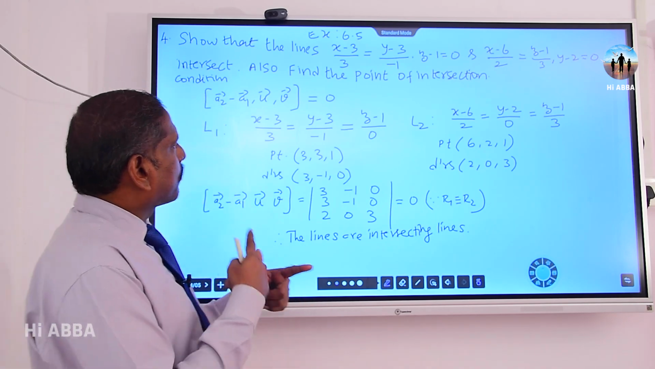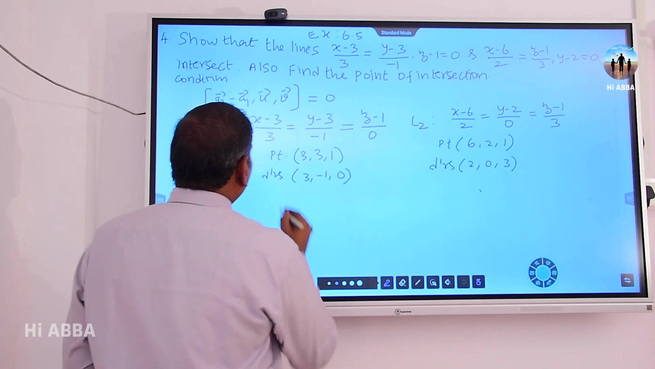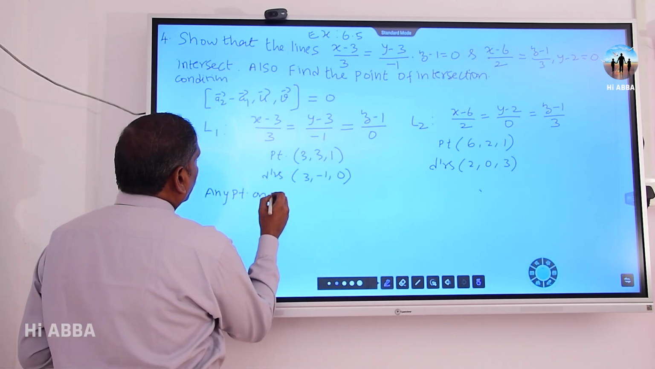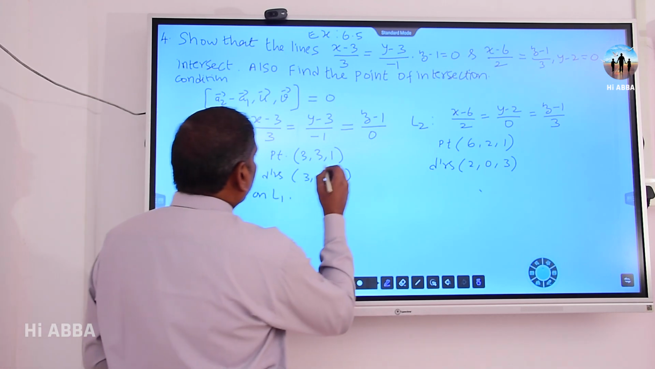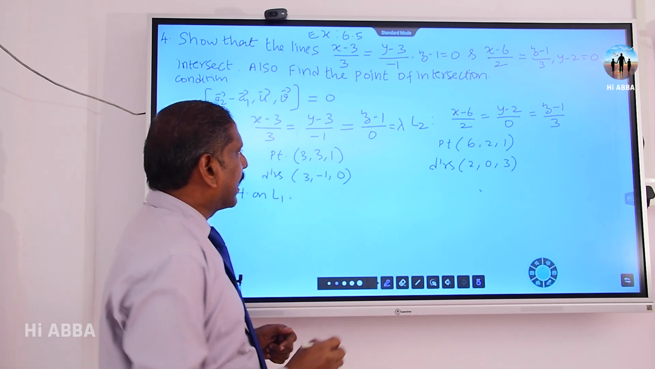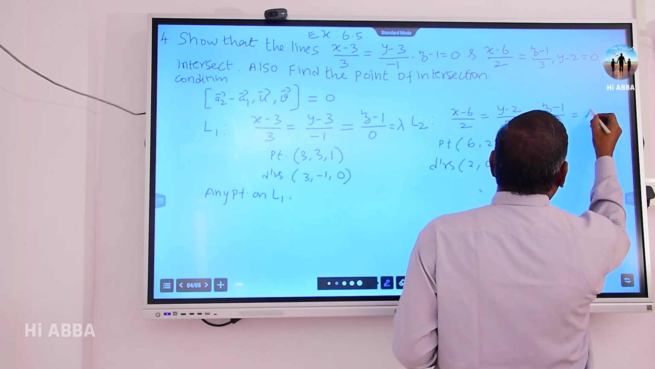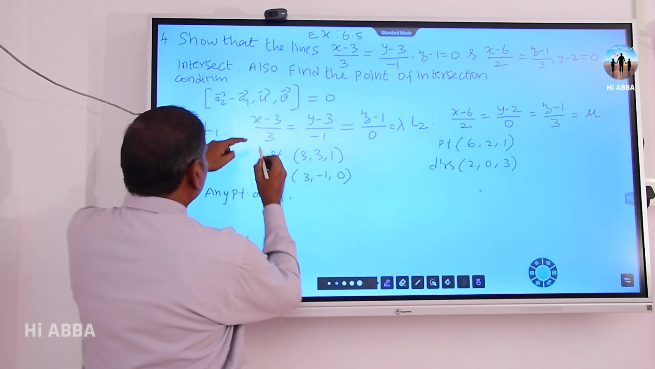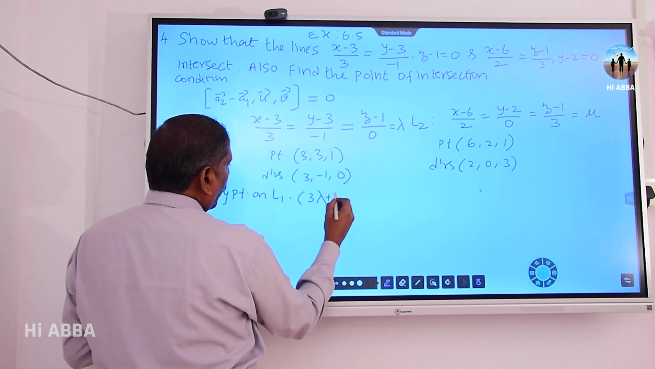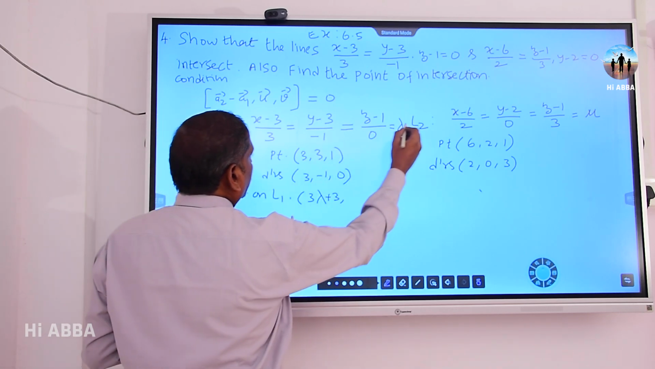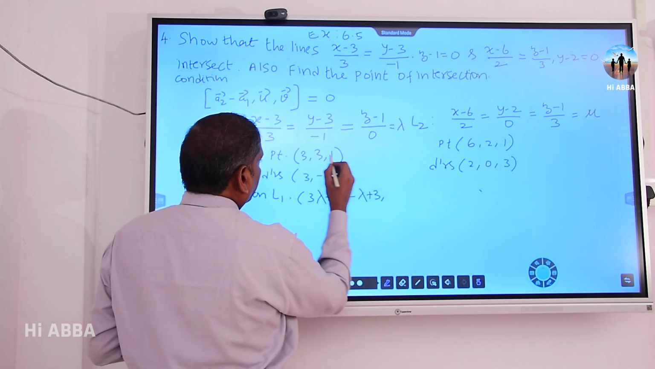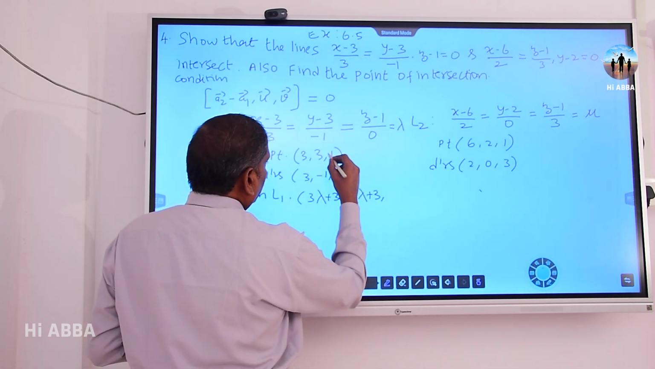Let us do the point of intersection. Let us find out any point. So any point on line 1 is obtained by equating that to lambda, and any point on line 2 means you equate that to mu. Now you just do cross multiplication, which will give you 3 lambda, and add up the corresponding point x value. And then you do cross multiplication, add up corresponding y value, and do cross multiplication, add up corresponding z value.